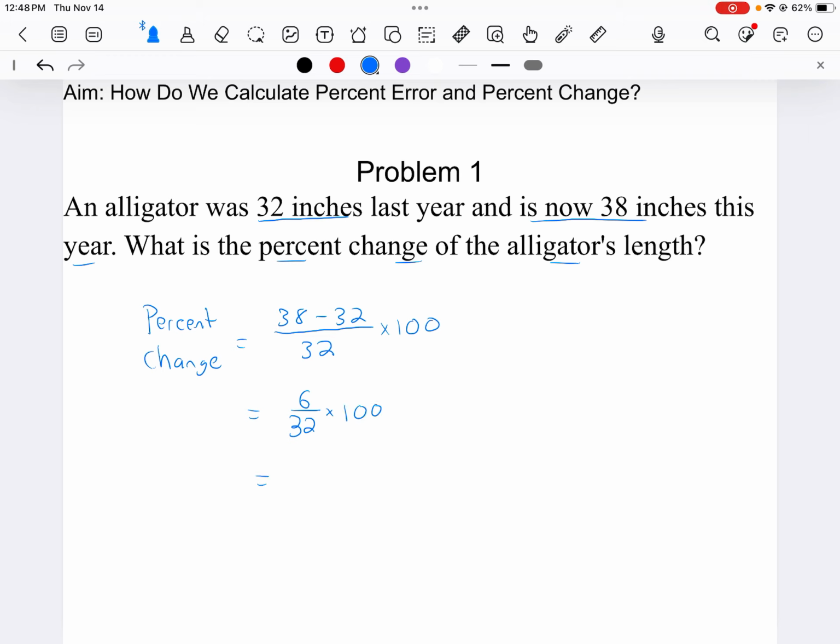6 divided by 32 was 0.1875. And we multiply that by 100, we have 18.75%. So it is an 18.75% increase. And we know it's an increase because it went from 32 to 38, and we had a positive number when we found our percent change.